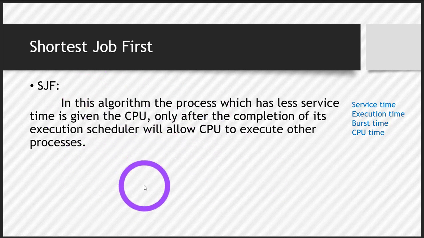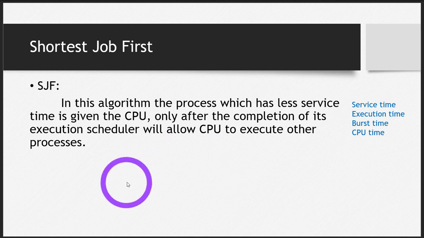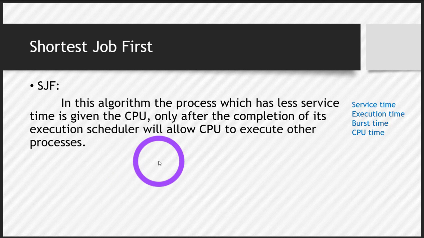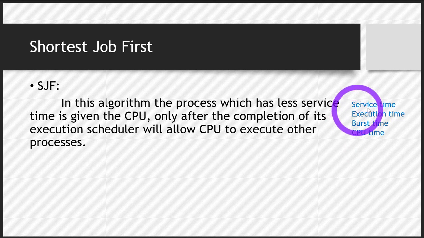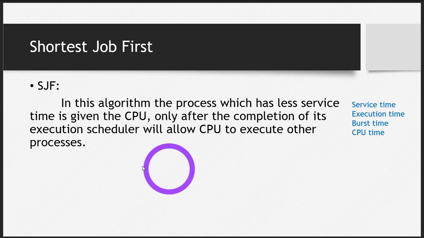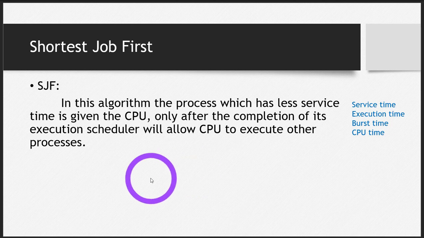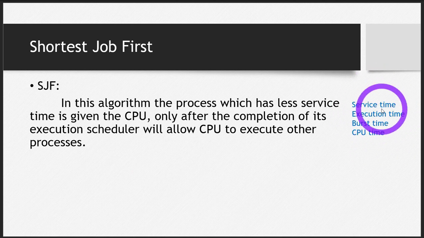So in this algorithm, whichever process has the least amount of execution time is given the CPU first, so that process does not have to wait for the other processes whose execution time is very large. One more thing: service time, execution time, burst time, CPU time, these are all synonyms. They all indicate the same thing, the time required by a process to do its work.